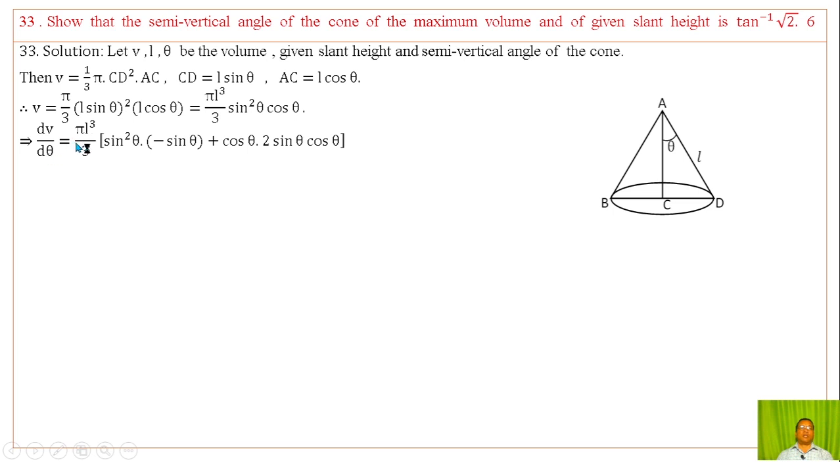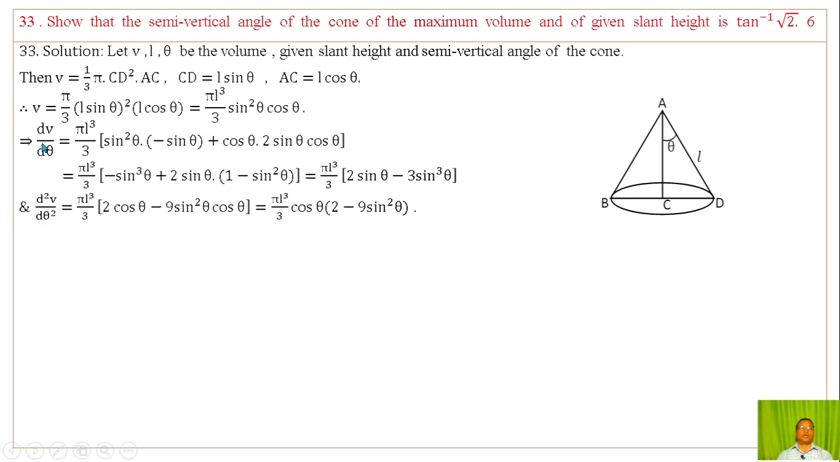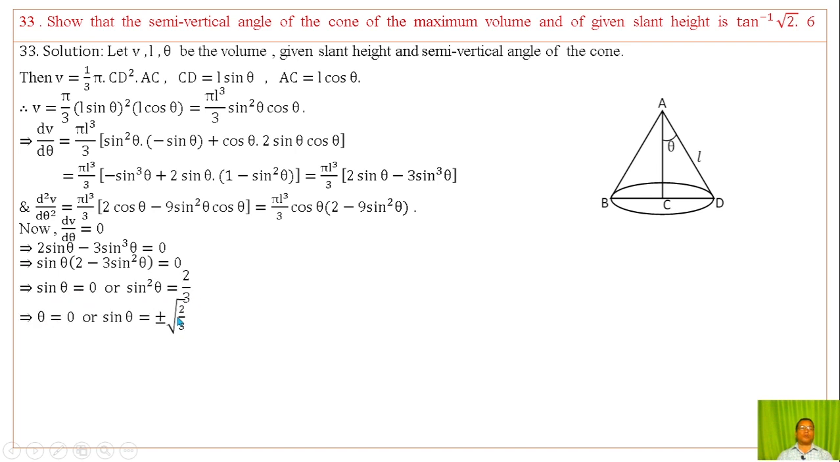dV by d theta is this. Using the product rule, we have this. Then simplify it. Differentiating with respect to theta, we get the simplest form. Now dV by d theta equal to 0. Putting 0, we have this. Factorizing sin theta, either sin theta equal to 0, or sin square theta equal to 2 by 3. That is, theta equal to 0 degree or sin theta equal to plus minus root over 2 by 3. Therefore, sin theta is root over 2 by 3.